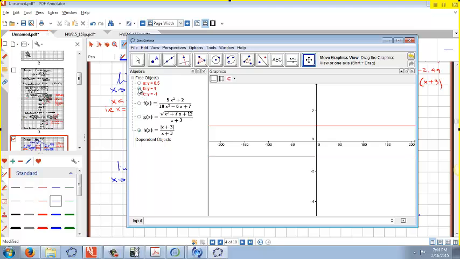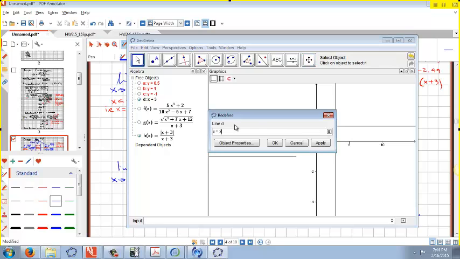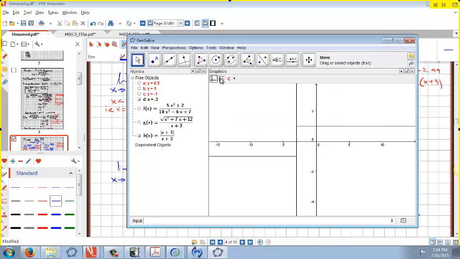Let me turn these off. It's a pretty weird function. Let's do a vertical line, x equals negative 3, just so you can see where this is. So basically the function is like y equals 1 on one side, and on this side it's y equals negative 1. It has a jump right here. So the limit does not exist, and it's therefore discontinuous.